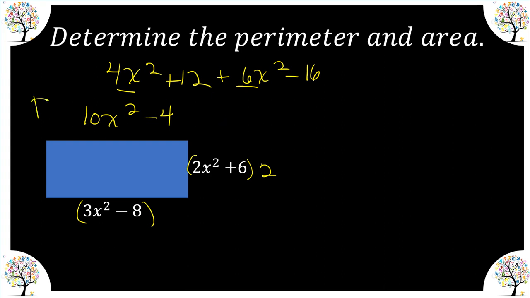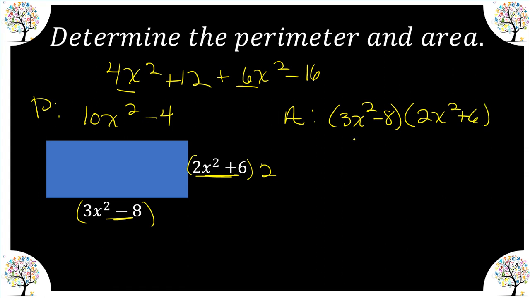So that is perimeter. Now let's do area, which is the length and the width multiplied. So yes, we need parentheses. So we have 3x squared minus 8 times the width of 2x squared plus 6. Now we are going to distribute the first term to this first term. We get 6x to the fourth. When we multiply like powers, you add exponents. And then we're going to multiply this first term to this second term. That is going to be plus 18x squared.